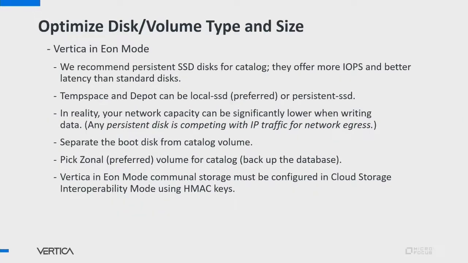Disk options in GCP can be broken down into two basic types: persistent disks and local disks, which are ephemeral. Persistent disks come in two forms, standard and SSD. For Vertica and Eon mode, we recommend that customers use persistent SSDs for the catalog, while either local SSDs or persistent SSDs are acceptable for depot and the temp space. A couple of things to think about here.